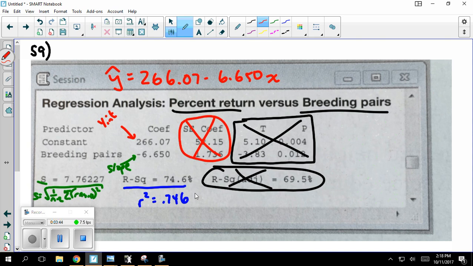And then they ask you this somewhat cryptic question. What percent of the year-to-year variation in percent of returning males is accounted for by the straight line relationship with number of breeding pairs the previous year? That's a thesaurus type method of asking what percent of the change in y is explained by the least squares regression line of y on x. That is r squared put in context of the question. So that particular question, once you recognize that, is very easy. It's 0.746 or 74.6%.